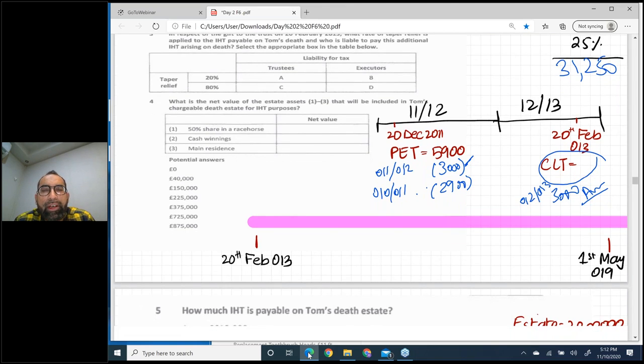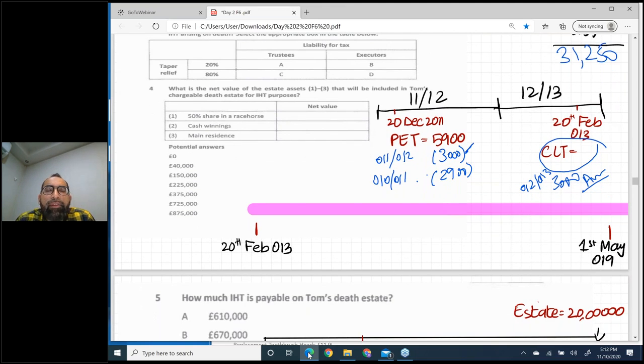I told you this, for taper relief, always count the gap between date of gift and date of death. Go easy, relax. The date of gift is 20th Feb 2013 and the date of death is 1st May 2019. Okay, right? Listen, let me count with you.